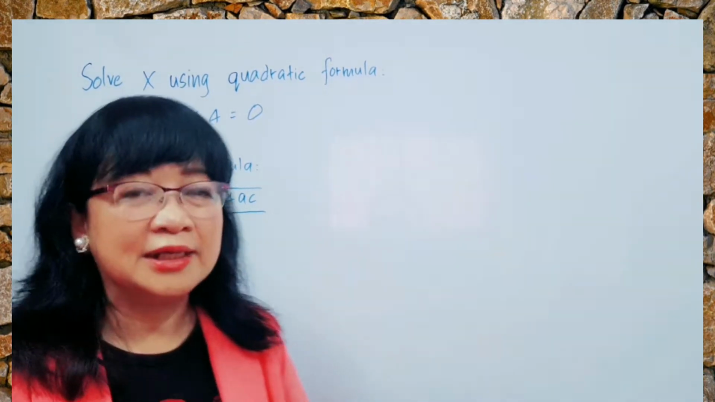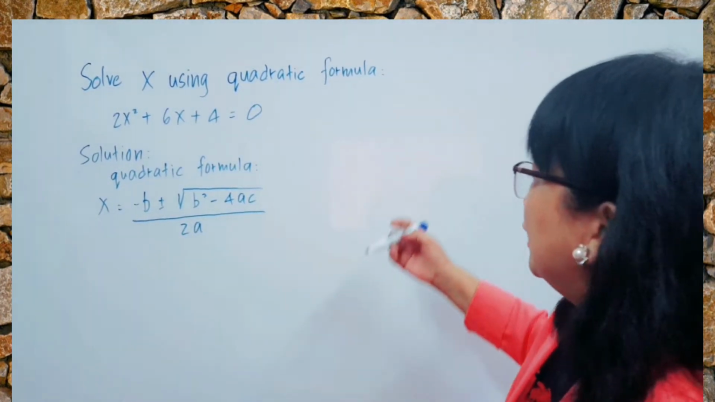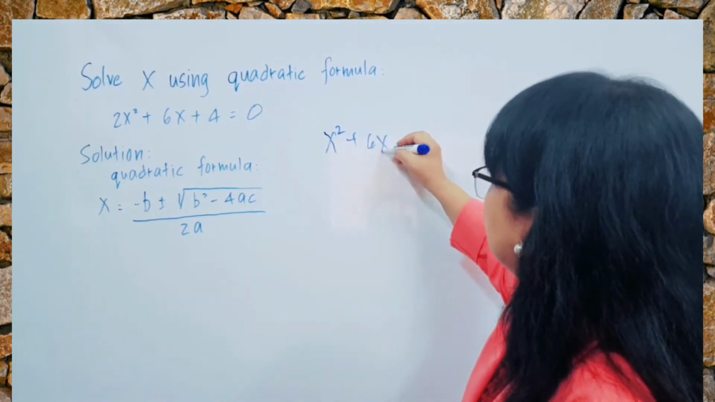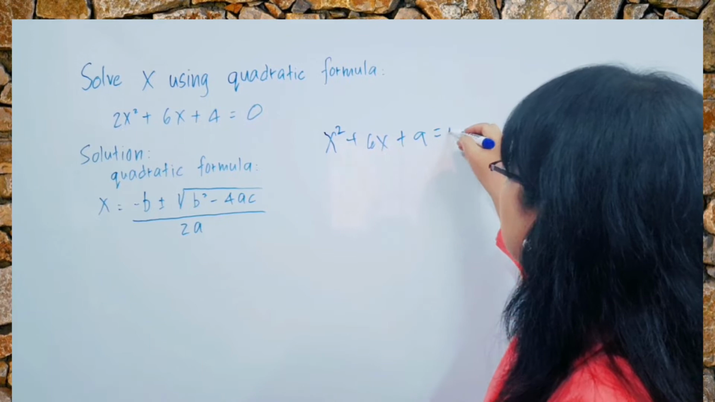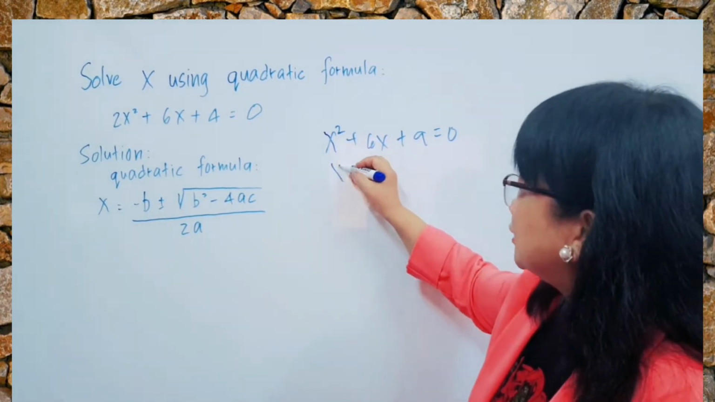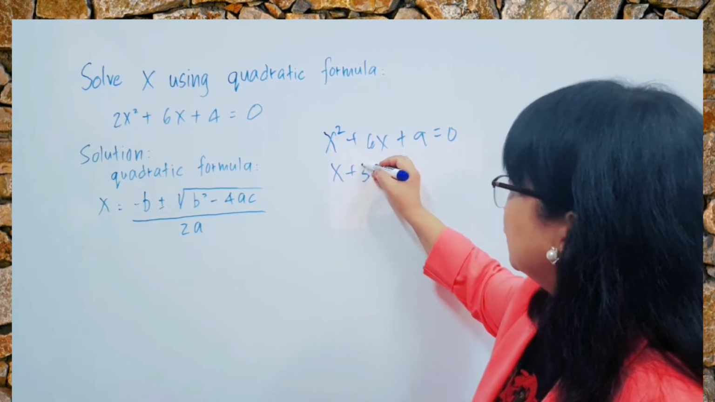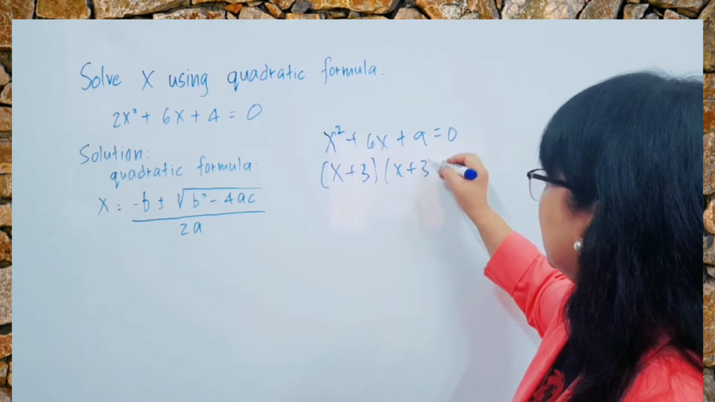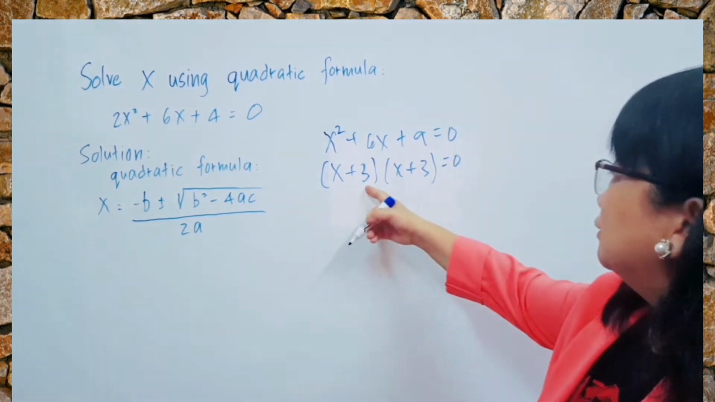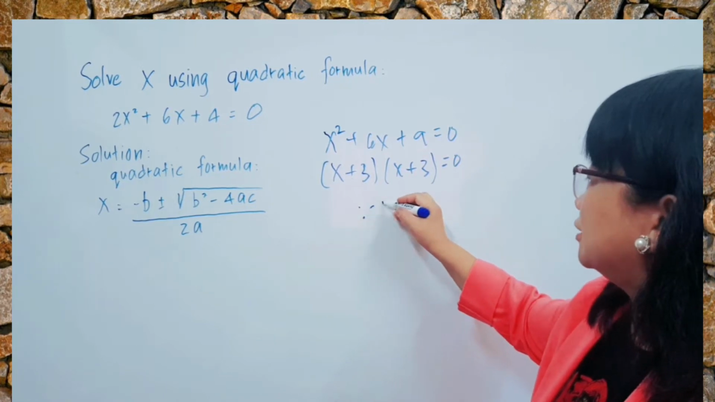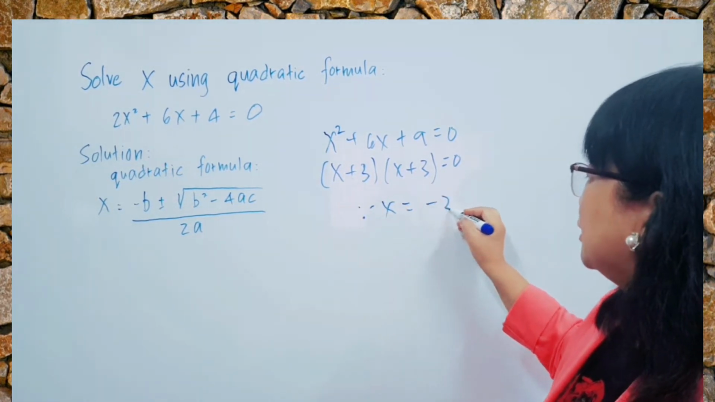Kung ganito lang sana yan siya, halimbawa, x squared plus 6x plus 9 is equal to 0, pwede ito ma-factor into x plus 3 times x plus 3. Yan. Pwede na sana siya ma-factor na ganun. So, x therefore is equal to minus 3.